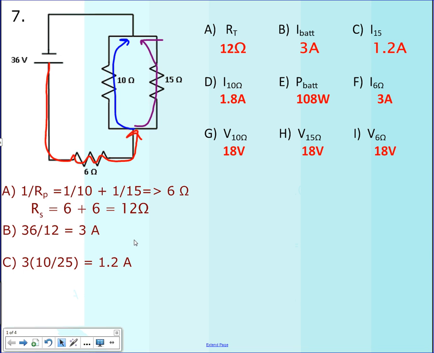Now the current that goes through the 10 ohm resistor, or our blue parallel pathway, well, the total down the purple and blue pathway has to be 3. So if 1.2 amps goes down the purple pathway or through that 15 ohm resistor, then 3 minus 1.2 is going to go down your blue pathway.